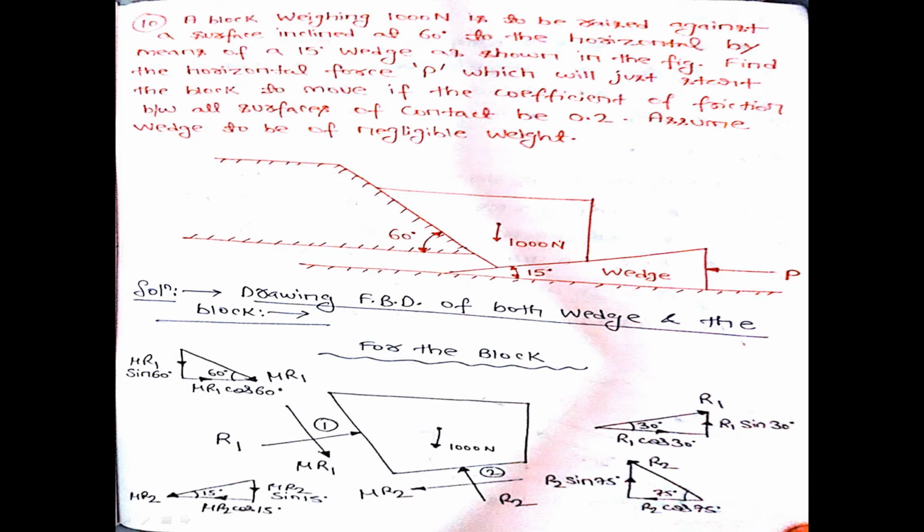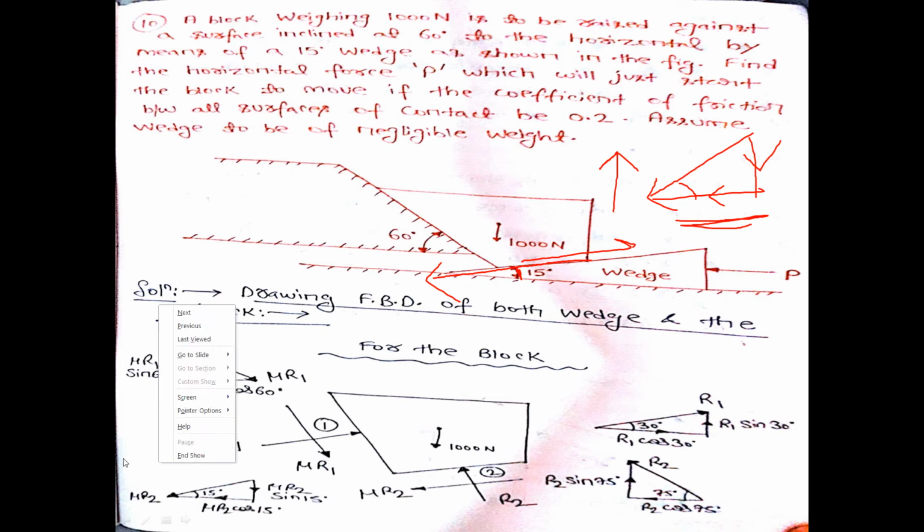Now, since this block is moving in this direction and along the contacting surfaces it is moving in this direction, so at the contacting surfaces you will get a frictional force in this direction, which is mu into R2, and this angle is 15 degree. That means this is your mu into R2 and this angle is 15 degree. So I can go like this and like this. So this will be mu into R2 cos 15, and this will be mu into R2 sin 15. You can see over here.